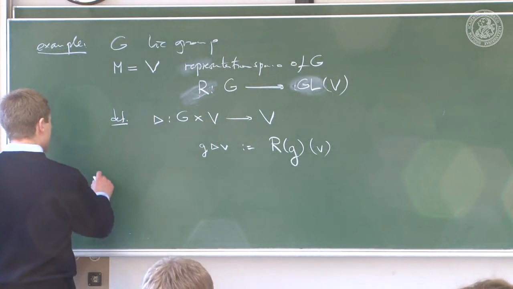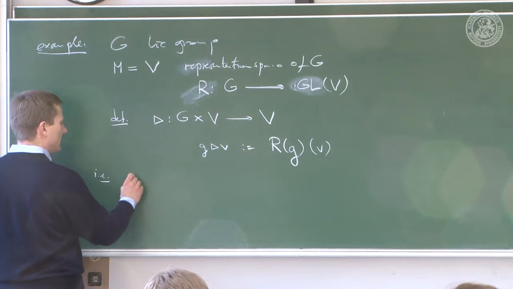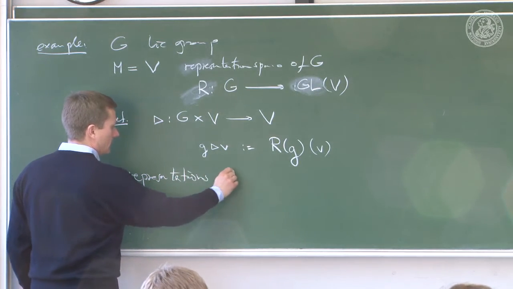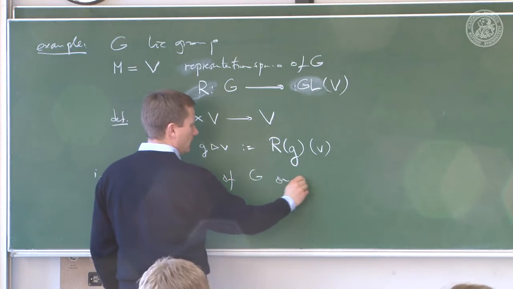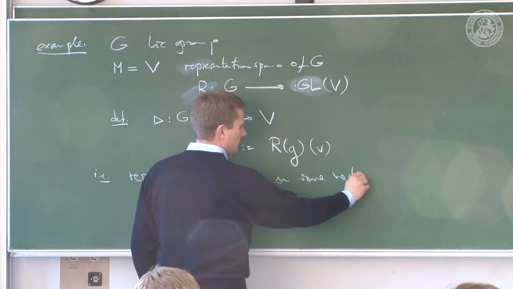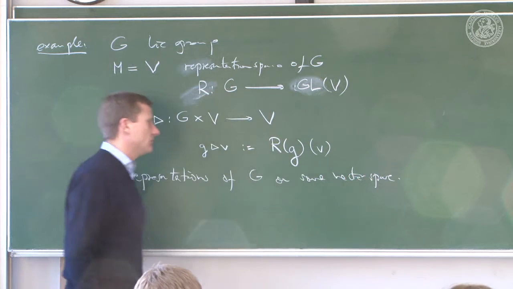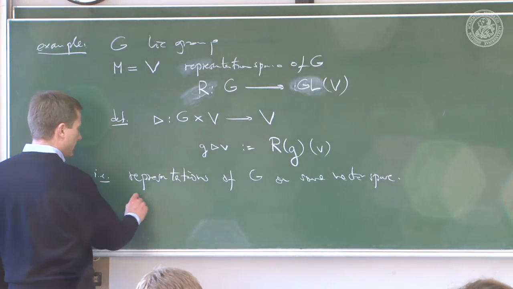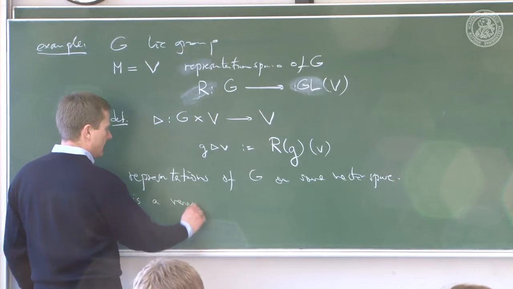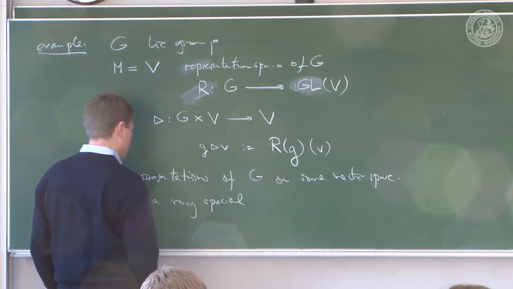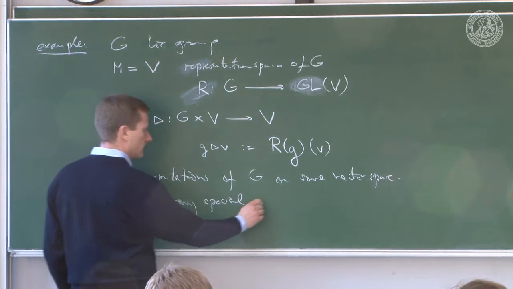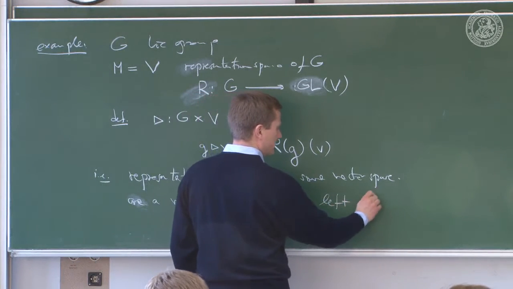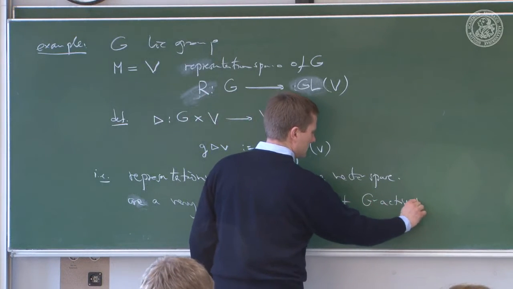So that is representations of G on some vector space, like you usually find it in physics, in the introductory lectures, is a very special case of left actions, left G actions.